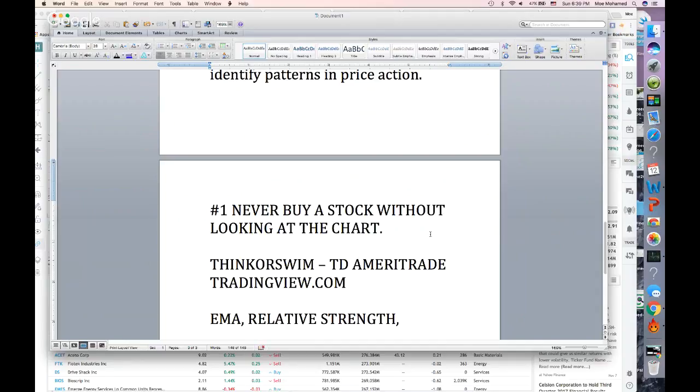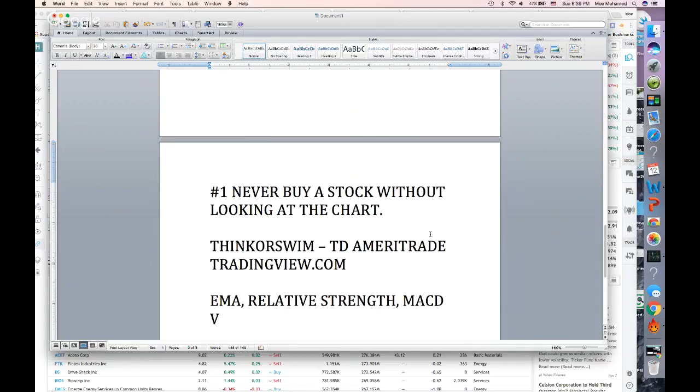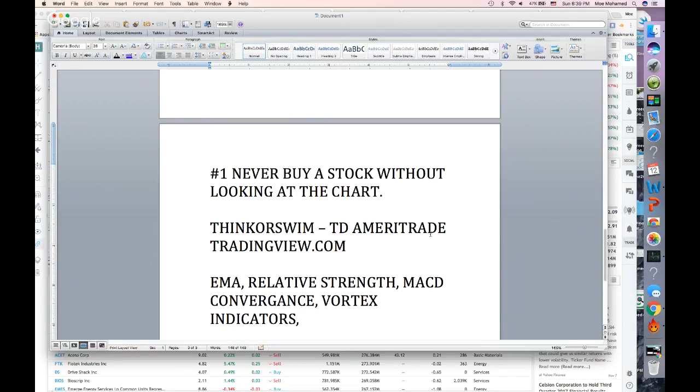They look at MACD convergence. These are all technical indicators, right? They're looking at vortex indicators. They're looking at different oscillators. They're looking at volume, which is the number one factor even in fundamental and technical trading. So remember, volume is key, major key.